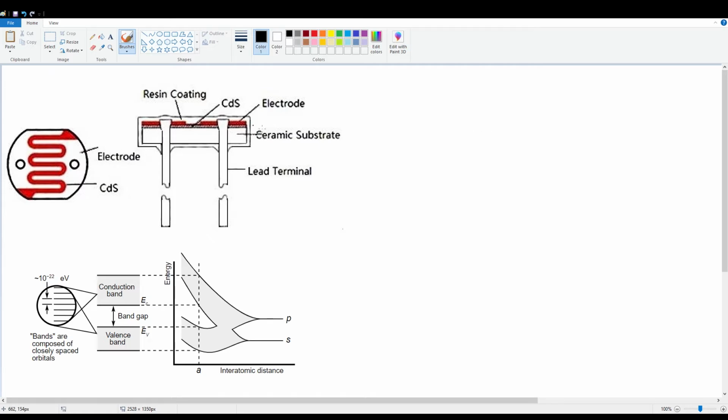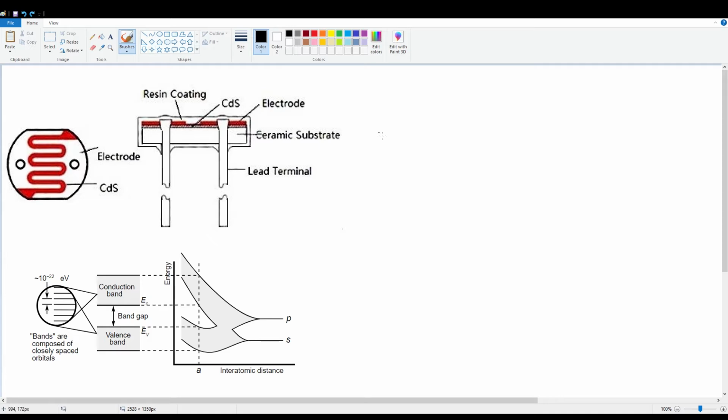And beneath that, you also have a ceramic substrate under everything. But the important part is this part in the middle, which is cadmium sulfide, or CdS. And the CdS is basically the semiconductor that's found in the LDR. And semiconductors are very special in terms of light and the photoelectric effect and all that.